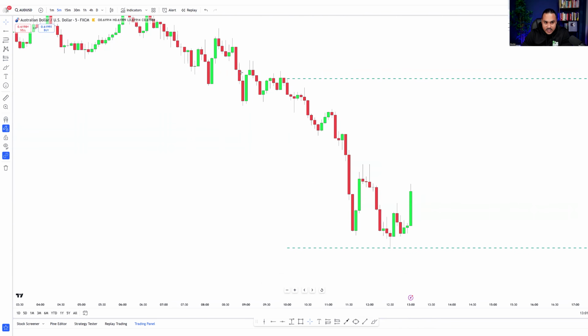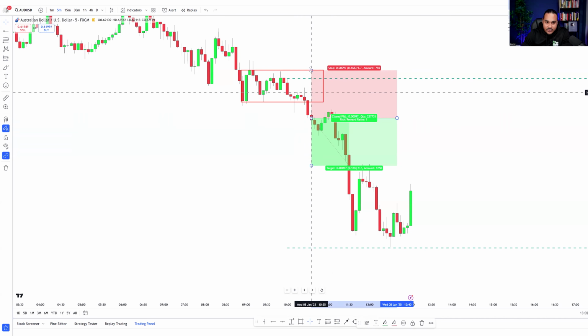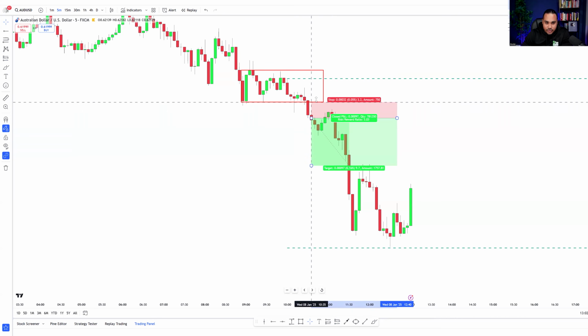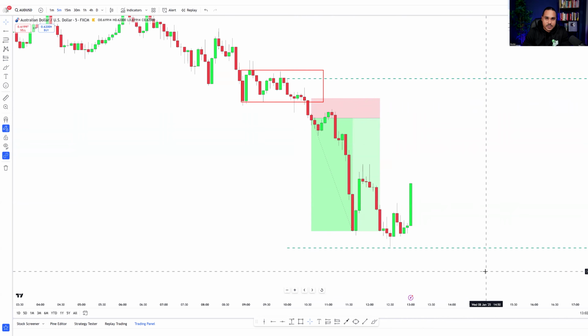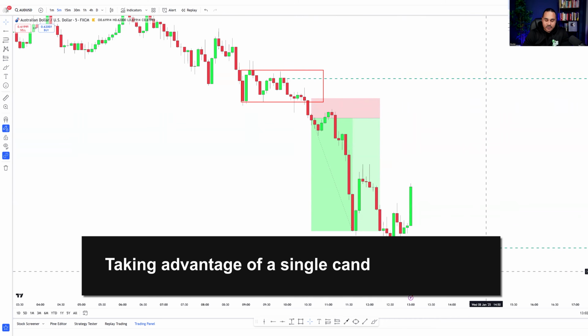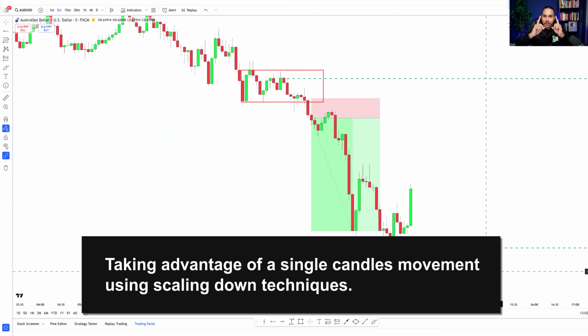So before anybody picks me up and says, oh, Rox, you're cheating, I'm not. I'm waiting for price to break out of the consolidation. We have a nice bearish candle close here. We have a wick and flip. Now, I'm not going to exaggerate and say we're going to put our stop loss here because that's just not true. Let's just put it above here and call it 4 pips. What is that? It's not complicated, my friends. It's not complicated. And all we're doing here is just taking advantage of a single candle's movement using scaling down techniques.